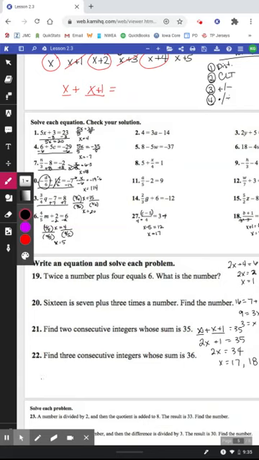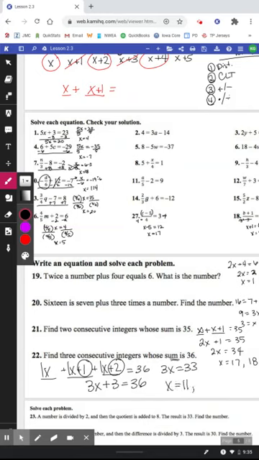On number 22, it wants 3 consecutive integers that sum to 36. So I put 3 lines down, so I remember that there's 3. So I use x, x plus 1, and x plus 2. And then it says sum, so I put pluses in between them. So this time there's no distribute. When I go to combine like terms, I have 3x plus 3 equal to 36. Subtract 3 to both sides, so 3x equals 33. Divide by 3, which is 11, so the integers are 11, 12, and 13.